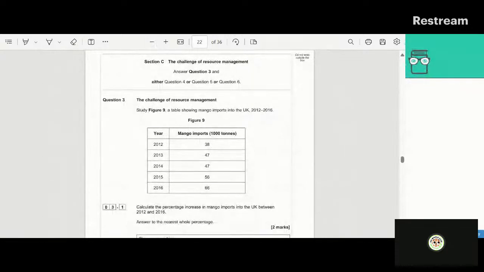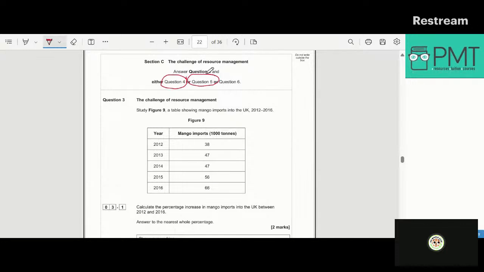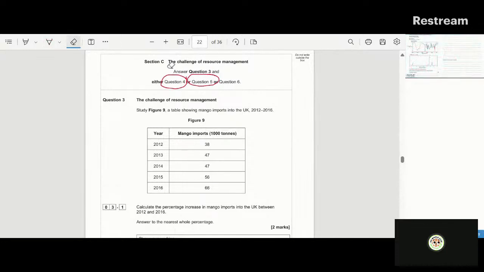Okay, now this depends on which one you do. Either question 4, or question 5, or question 6. Fun fact that people learnt about yesterday, I thought when I was doing my GCSEs that we had to do 2, so I went and did 2 for no reason. I guess I was only marked on 1, but yeah, you only have to do 1, depending on whether you do food, energy, or water.